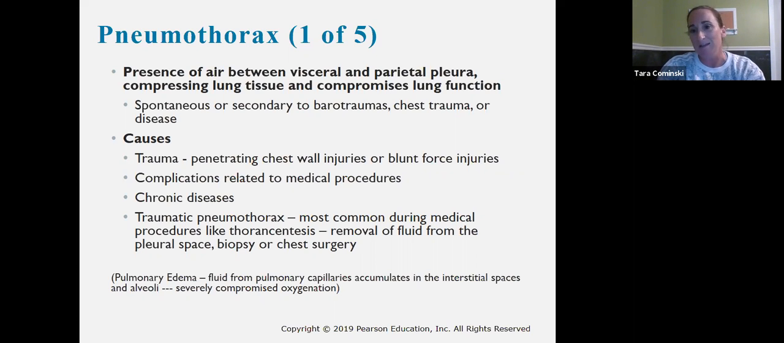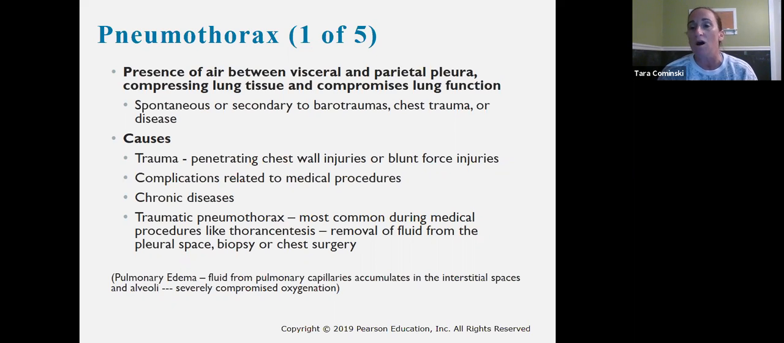Now, a lot of times this will happen due to trauma, right? A chest trauma, but it can also happen as a result of disease, okay? And it can also be spontaneous as well, okay? In terms of trauma, you can have a blunt trauma to the chest, but you can also have a penetrating chest wall injury that can lead to this as well, okay?